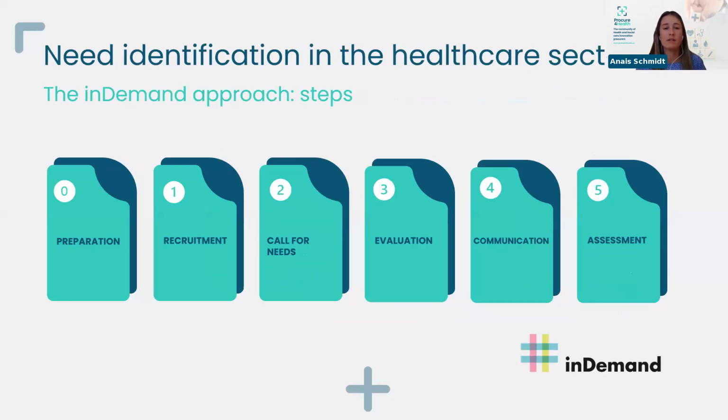Okay, so now the main aspect that we want to address in this insight is a clear example of the identification of unmet needs in the healthcare sector, from a project that Ticbiomed was involved in, the In-Demand project. This is the approach and the different steps we followed during this project. It is divided in 5-6 steps, from 0 to 5, from the preparation of the identification of unmet needs to the assessment of this goal.